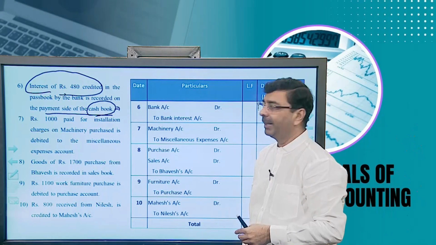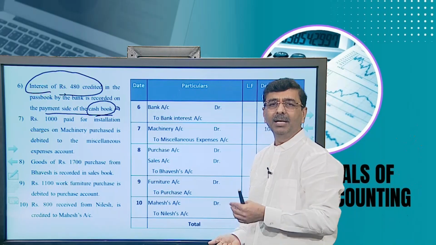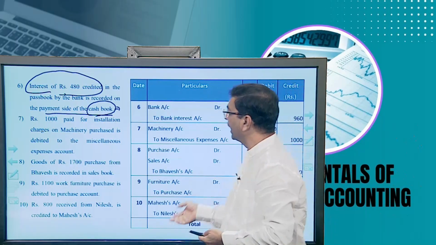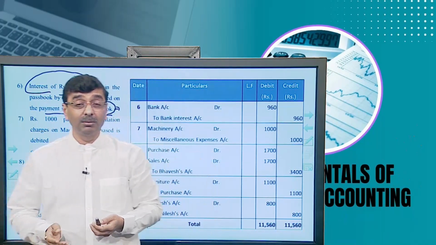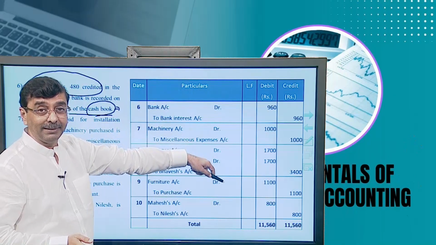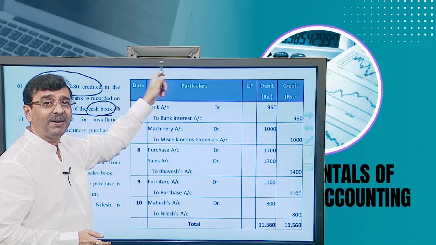So what we have to do is revise it. Revised in which sense? It is considered part of your income, so it has to be recorded with double the amount, because it is actually income but it was wrongly recorded on the payment side. It is a receipt, but it is recorded on the payment side. First we rectify this entry.